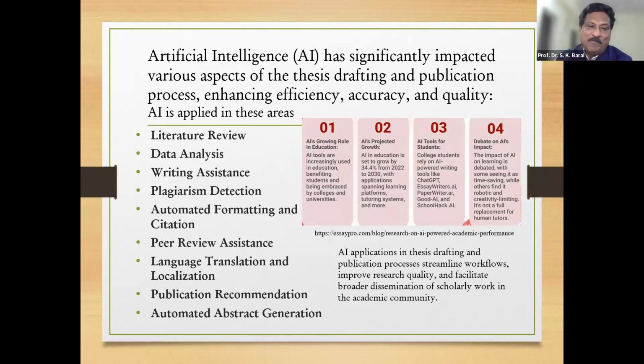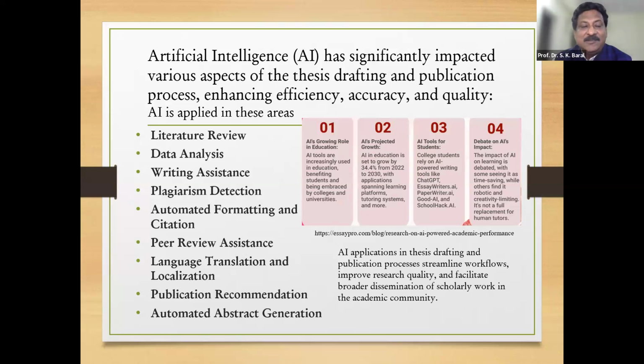Different tools are there. Literature review is a section where you can use artificial intelligence. Data analysis is an area where you can use artificial intelligence. Writing assistance, you can use artificial intelligence. Plagiarism detection, you can take the help of different software. Turnitin and other software are there. Automated formatting and citation software are available.